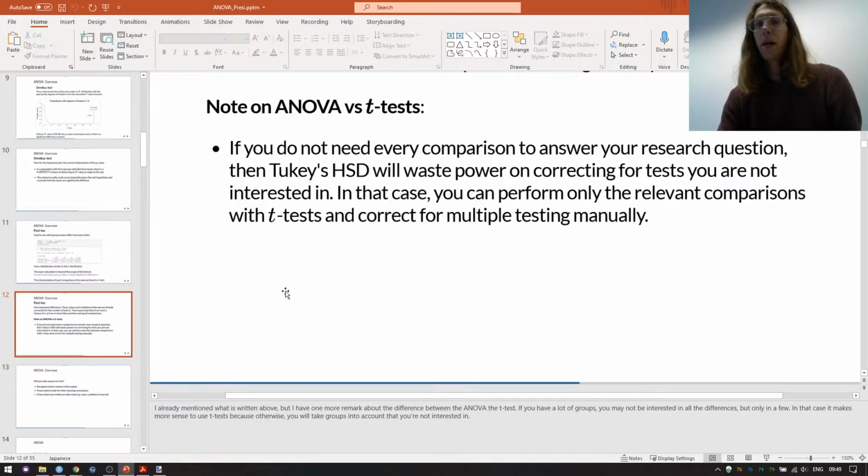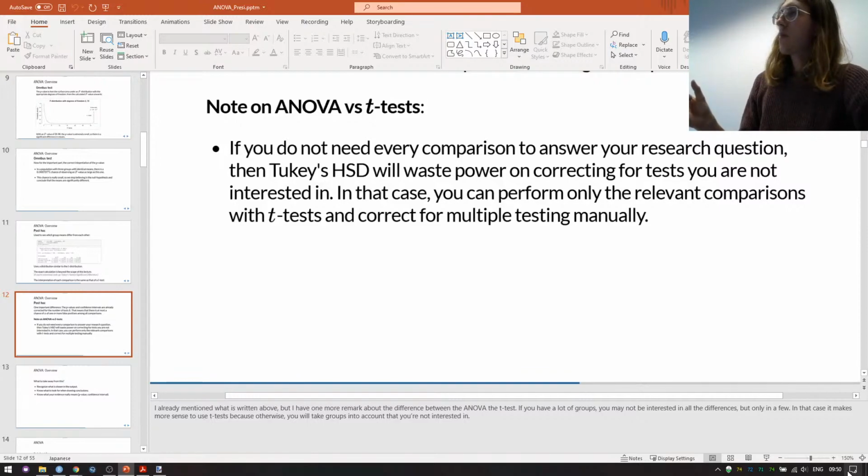So, one more note about the Anova versus the t-test. If you do not need every comparison to answer your research question, then Tukey HSD will waste your power in correcting for the test that you're not interested in. So what do we mean by that? Well, if we think about the formula for the t-test again, we divide by the standard error. And this standard error is always computed by the 2 groups that you're interested in. Now, if you're doing an Anova, you have multiple groups. And even when you're comparing only 2 groups, you are still calculating the standard error over all the groups. So that is basically the difference between the Tukey HSD and the t-test. But for the rest, they're super similar.